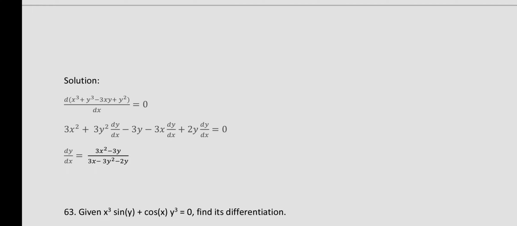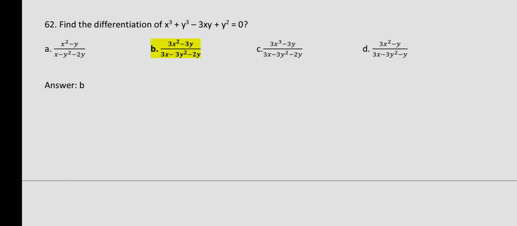Minus 3y, kasi dinerivative mo yung x, 1 ang kanyang value. Minus 3x times y prime. Kasi yung y naman yung derivative mo. And then, yung y squared mo naging 2y y prime or 2y dy dx equals 0. Therefore, kung iyong isi-segregate ang iyong equation, magiging solution mo ngayon ay 3x squared minus 3y over 3x minus 3y squared minus 2y. So, ganun lang kasimple isolve itong problem na to.